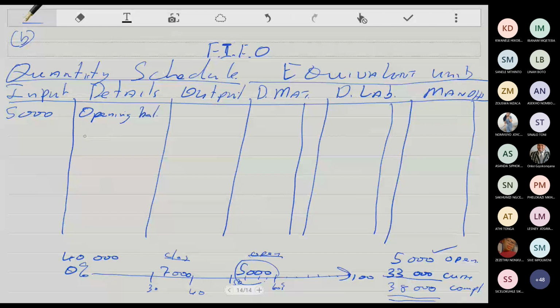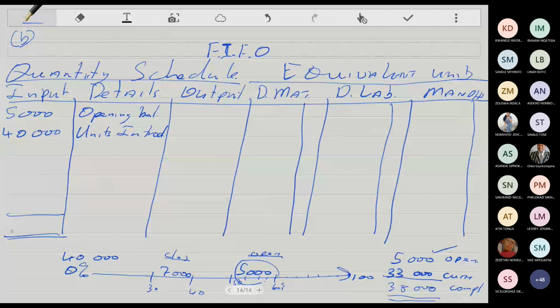Then this is followed by the units introduced into our production process, which is equal to 40,000. And that gives you a total of 45,000. Then I put that also to your output column, that 45,000, to be safe.